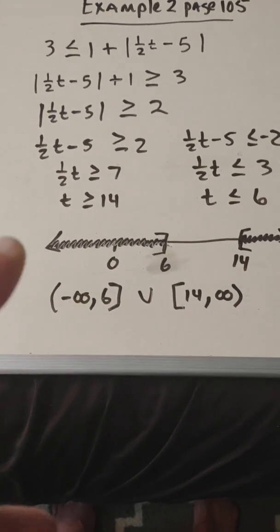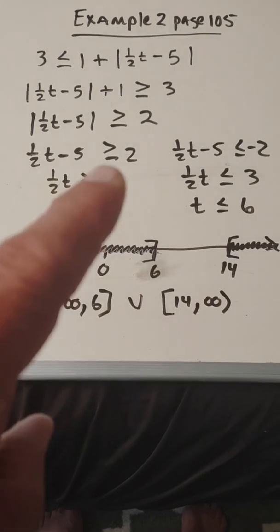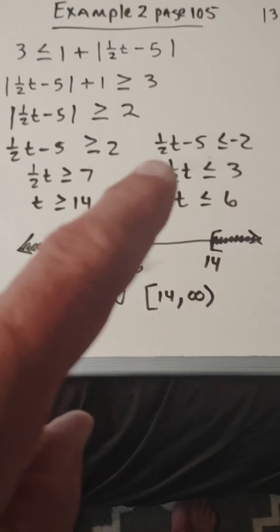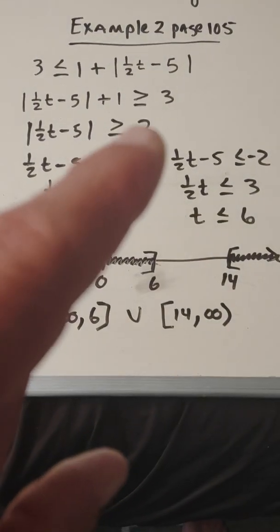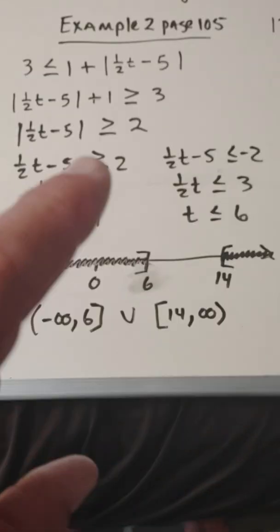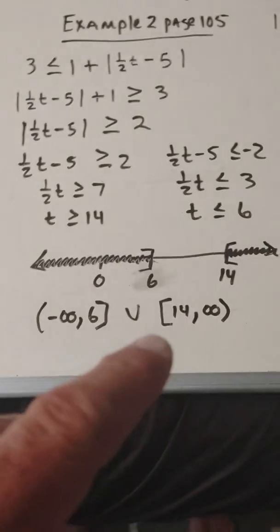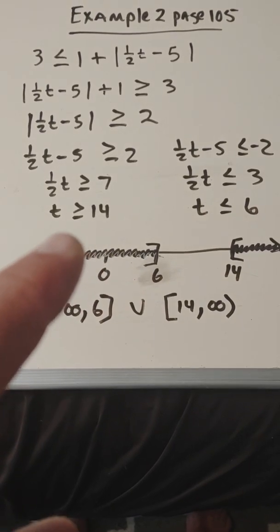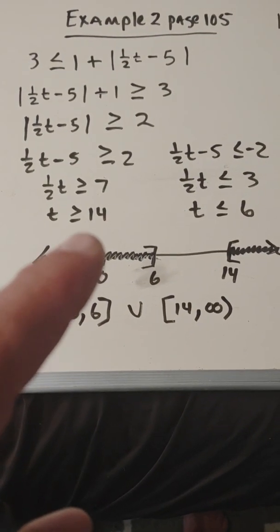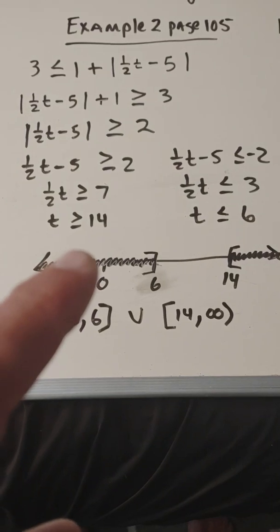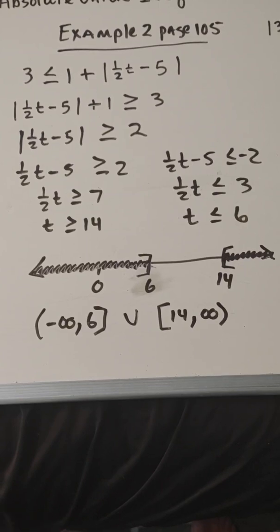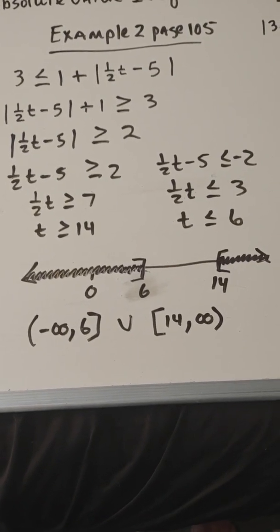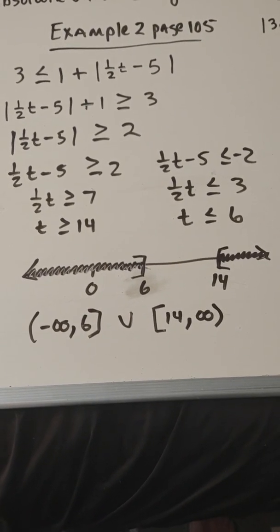So now we can split it up. We have 1/2 t minus 5 is greater than or equal to 2. We have 1/2 t minus 5 is less than or equal to negative 2. Remember, when I change the sign of this, I have to also flip the inequality. Add the 5 over, 1/2 t greater than or equal to 7. Multiply by 2, t is greater than or equal to 14. Add the 5, I get 1/2 t is less than or equal to 3. Multiply by 2, I get t is less than or equal to 6.